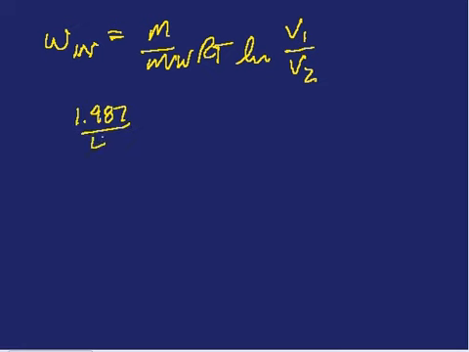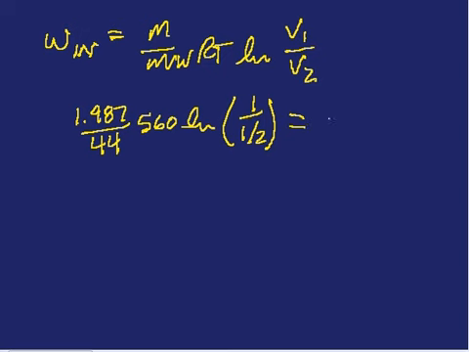So this comes out to be, when we put all our numbers in, 1.987 over 44 times 560 ln of 1 over 1/2, which is ln of 2. And that whole thing comes out to 17.5 BTUs.